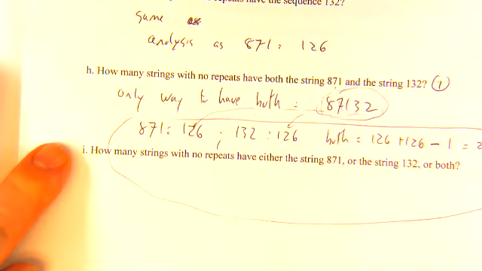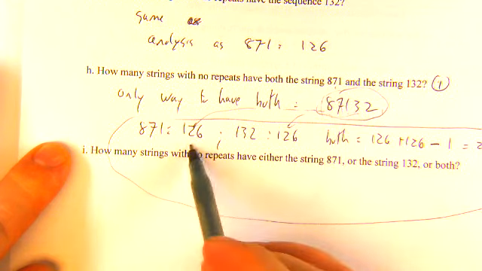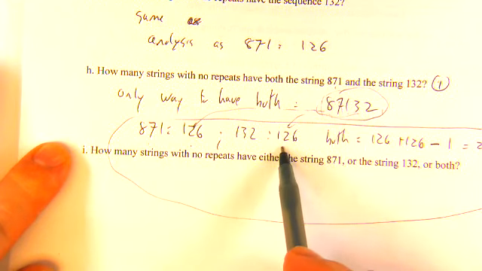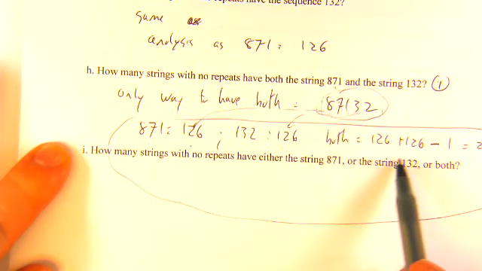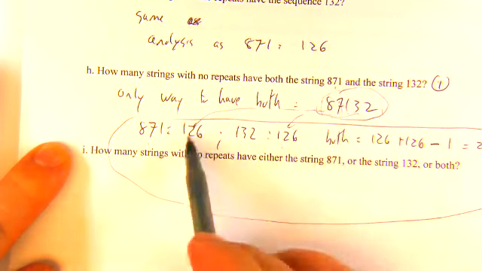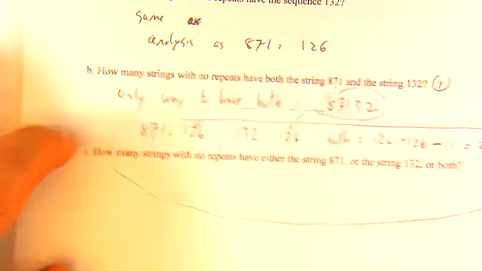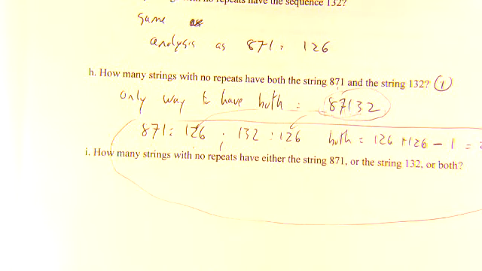How many strings with no repeats have either 871 or 132 or both? Well, there's 126 with 871. There's 126 with 132. There's one that's got both, but that gets double counted, so we need to subtract off 1 copy of that. And we're left with 251.